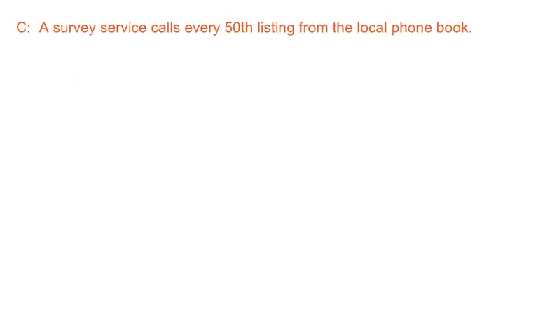In C, a survey service calls every 50th listing from the local phone book. This is called systematic because there is some sort of organization to how this was done. The phone book is in alphabetical order. If they're calling every 50th person, there's a system for how they're choosing their surveys.